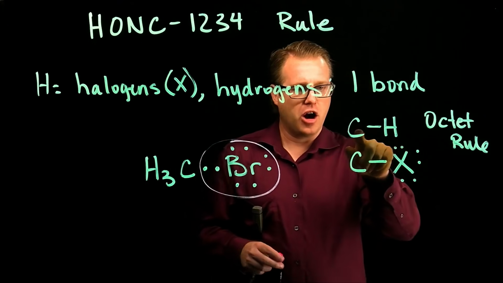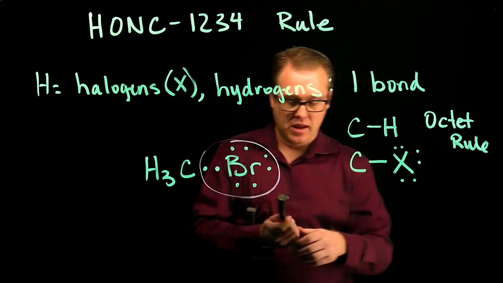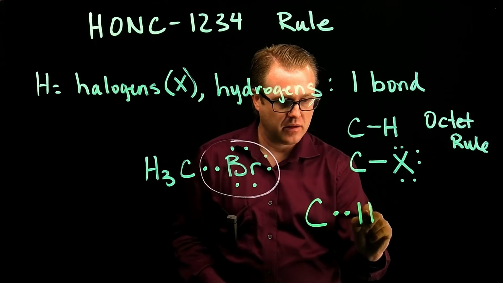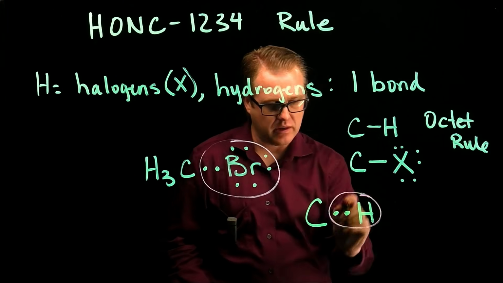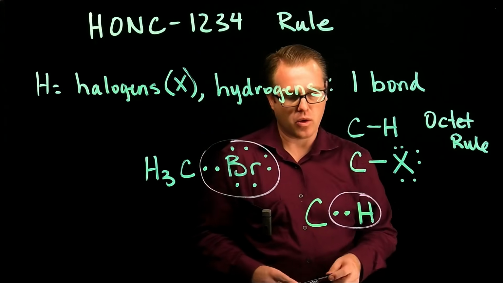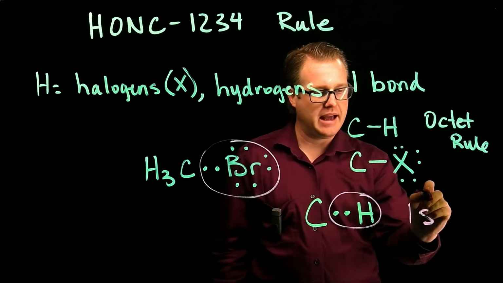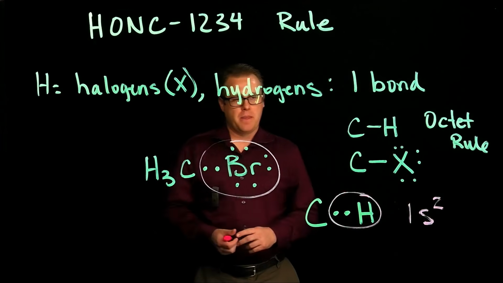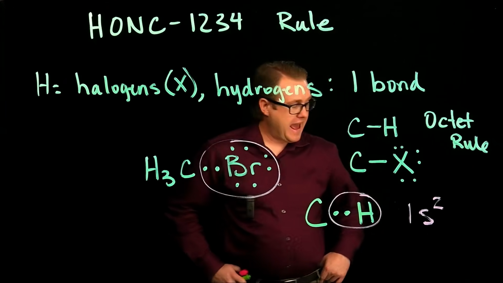But when we take a look at carbon-hydrogen bonds, or anything bonded to hydrogen, it's a little different in the fact that hydrogen can only have 2 electrons. And so you can see that hydrogen right there only has 2. Because it only has a 1s orbital. That's all it has. And in the 1s, you can only have 2 electrons. Okay. So that is the H.